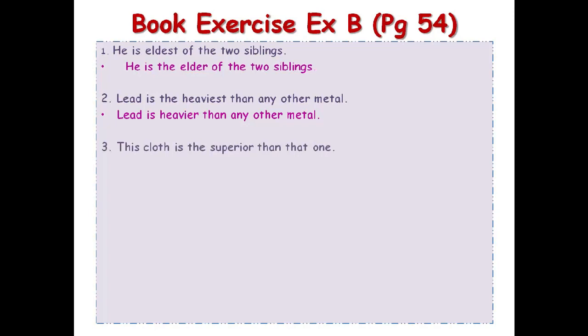Next one, this cloth is the superior than that one. Now there was a separate rule that we discussed for inferior, superior, junior and senior, that since they already come with or, we don't use more before it, and after the word we don't use than. Instead, we use to. So we'll say this cloth is superior to that one.